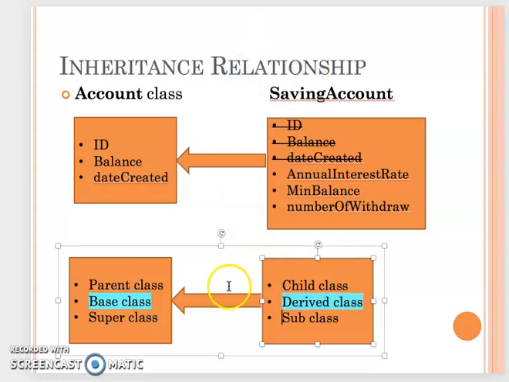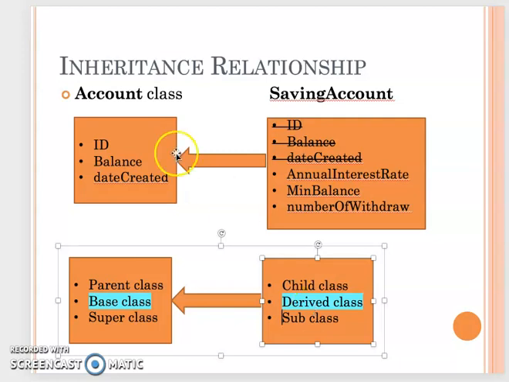So once you have this arrow relationship, all the data attributes defined in the base account class, the savings account has that too. The child class has that too. So this one we call the inheritance relationship.